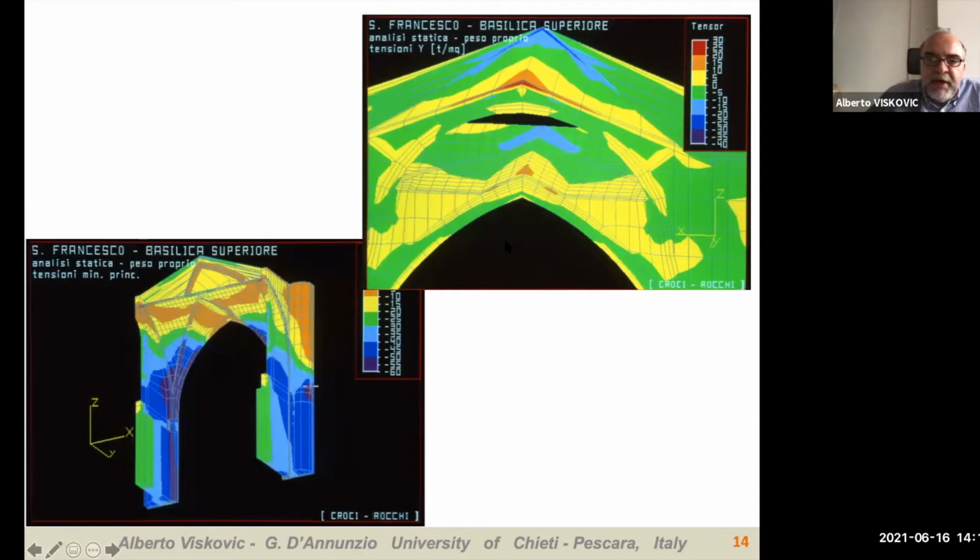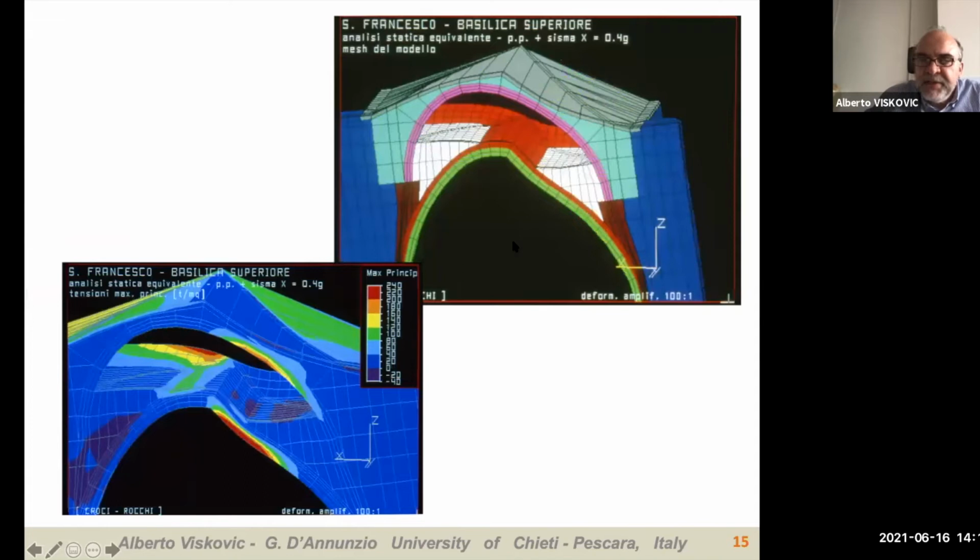Then we also made an equivalent static analysis with the transversal action, and we can see how this filling causes the inversion of the curvature of the transversal arch exactly in this position, near the upper level of the filling.